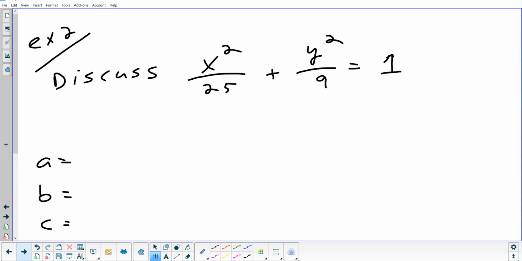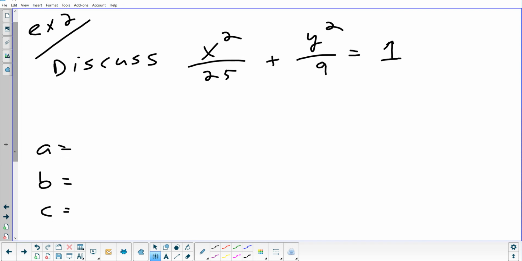First thing you want to check, make sure it's in standard form. Yes. Standard form means it has a 1 by itself on the right, a plus sign between the fractions, an x squared, and a y squared. Okay. What's A in this case? 5. A is always the square root of the bigger number. B, we don't know. What's C? 3.